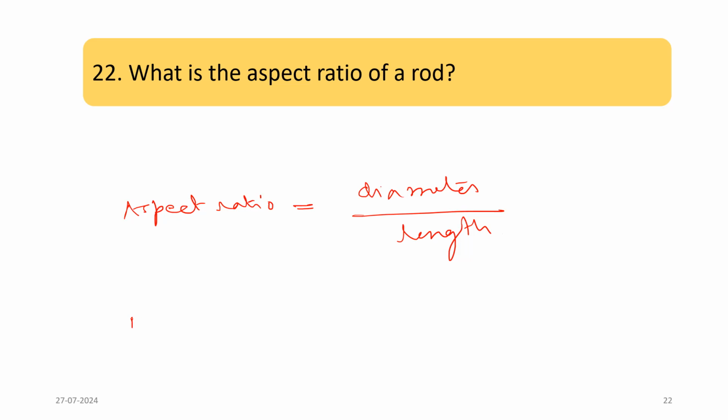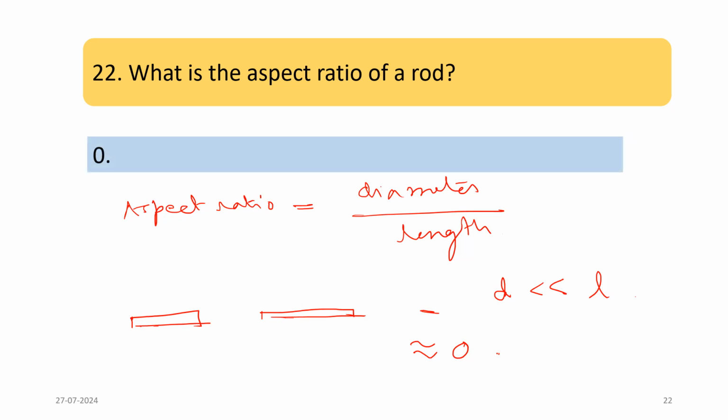So for the case of a long rod, what will happen? Its diameter is very small. So D is very small compared to the length, that is L. So we will take it almost 0. So in case of a rod, it is almost 0. Okay. Generally, the aspect ratio of any particle comes under 0 to 1.